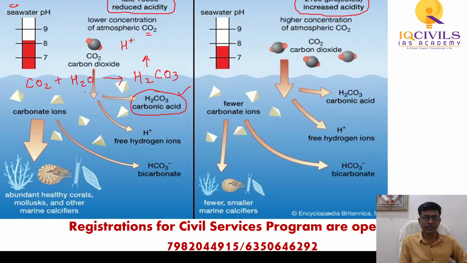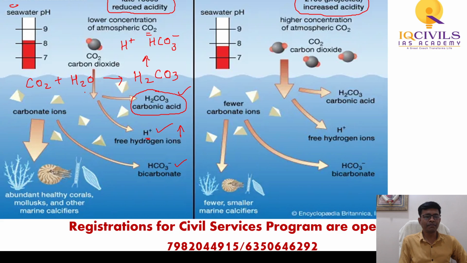Out of these H2CO3, what happens? On one side you will find H positive and on the other side you will find HCO3 negative. Here you can see H positive and HCO3 negative. And remember, when the concentration of hydrogen ions, that is H positive ions, in any liquid increases, we say the pH of that water is decreasing, and decrease in pH means increase in acidity.